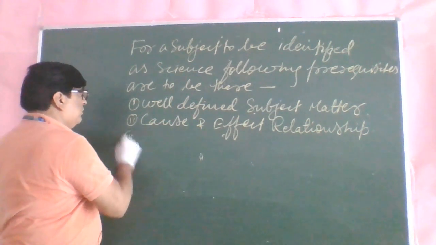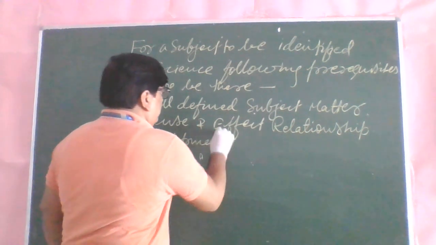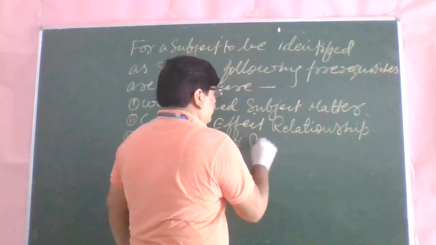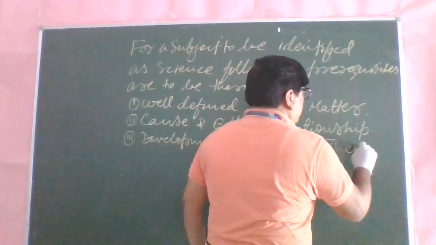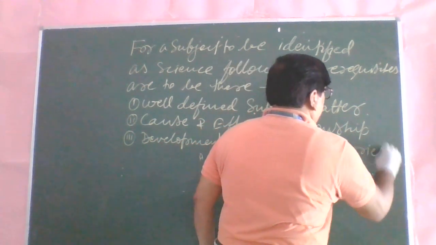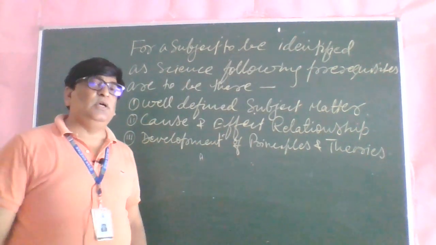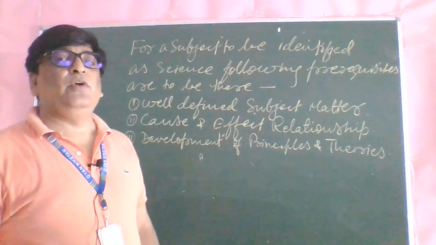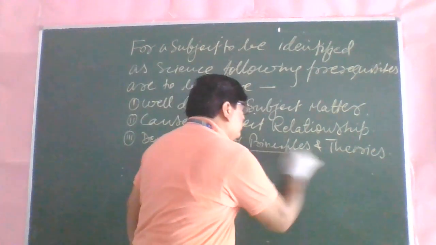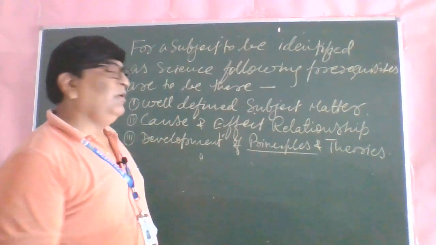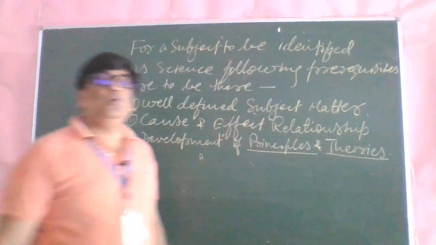Then, development of principles and theories. In science, when you do experimentation, why do you do experimentation? You do experimentation to find out certain principles, develop certain principles, to form certain theories. For that, you do experimentation.